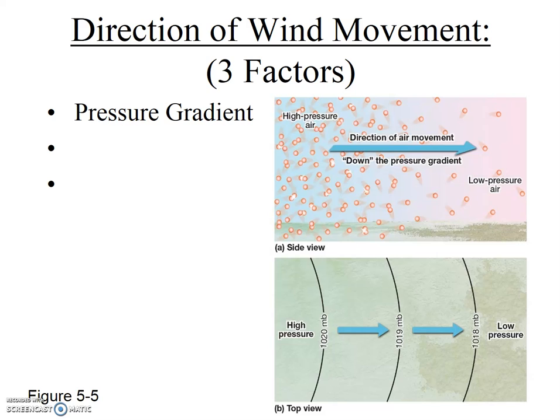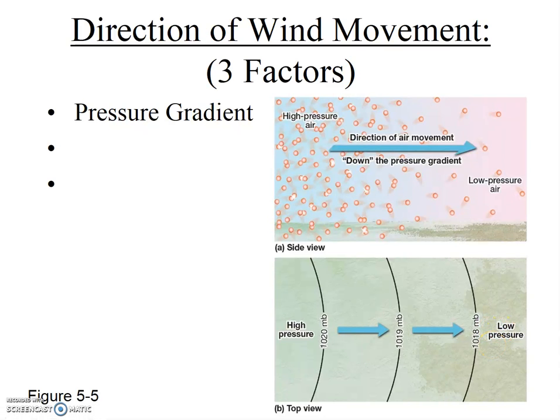First, we'll deal with the pressure gradient. As mentioned previously, wind flows from high pressure to low pressure. We call the difference in pressure over a distance a pressure gradient. If there were no other factors present to affect wind direction, wind would simply flow down the pressure gradient, perpendicular to the isobars. We can see that in these diagrams here, wind flowing from high pressure to low pressure. When we have a map with isobars, wind flows from high pressure to low pressure, directly perpendicular to the isobars.